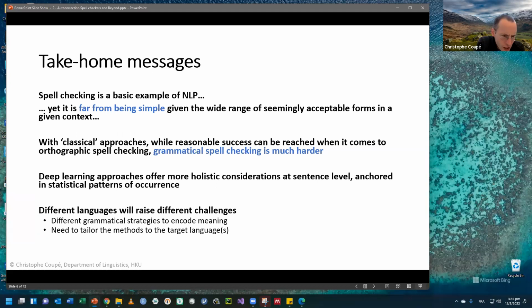The take-home message is, I want to tell you that spell checking is a basic case of natural language processing, but basic doesn't mean it's simple. Because actually, in a given context, you may have many seemingly acceptable forms, and you need the machine to sort out the different options. And that's not easy. It's not easy to correct mistakes.